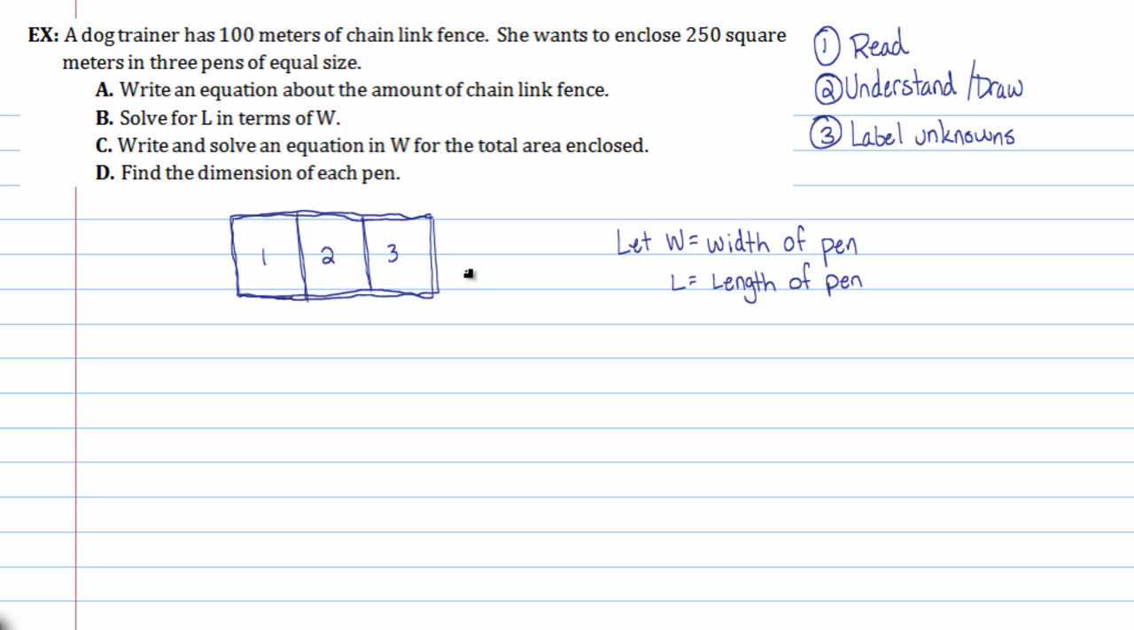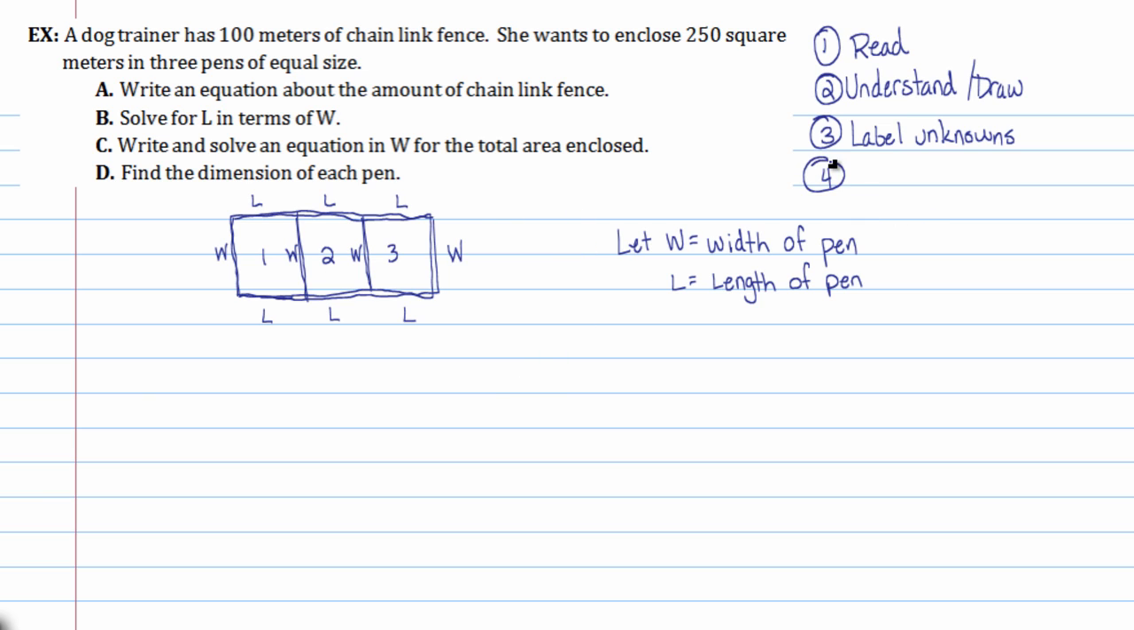So maybe I'll even draw those on the picture. Let's call this the width. So therefore this must be the width, this must be the width, that must be the width. And this is the length, so this must be a length, this must be a length, this must be a length, that must be a length, that must be a length. They're all the same size pens, so that's why I know those L's are all the same.